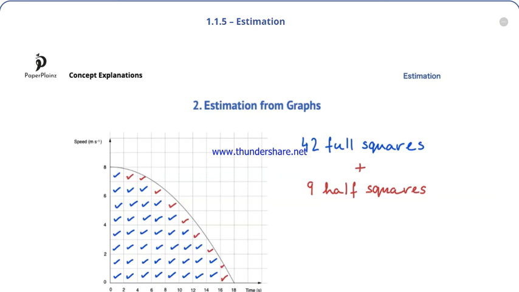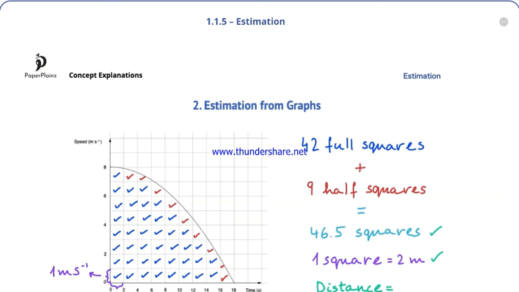Of course, some of these half squares are more and some less than half of a square, but overall these differences approximately balance each other out and give us an area of 4.5 squares, which adds up to a total of 46.5 squares. Since the horizontal side of each square represents 2 seconds, and the vertical side represents 1 meter per second, the area of one square is the product of these two, which gives us 2 meters. So since we have 46.5 squares, and one square represents 2 meters, the distance traveled by this object during these 18 seconds is 2 times 46.5, which is 93 meters.